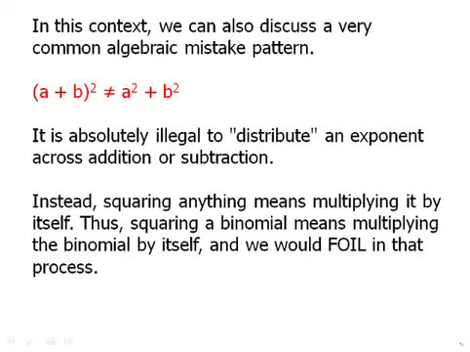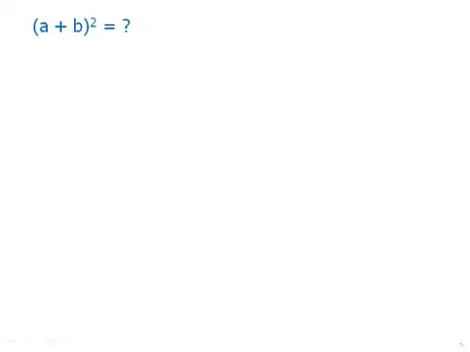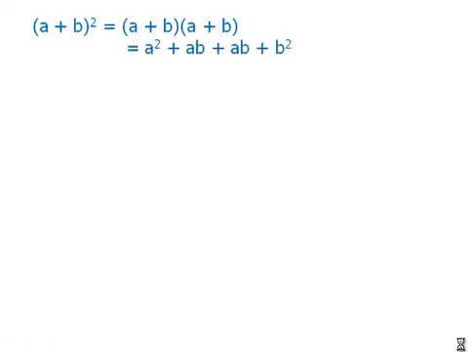Instead, squaring anything means multiplying it by itself. Thus, squaring a binomial means multiplying the binomial by itself, and we would FOIL in that process. So if we do this properly, a plus b squared, well, anything squared is that thing times itself. So it would be a plus b times a plus b. That's what it means to square something. Well, now we have a product of binomials, so now we would FOIL. We get those terms, we'd combine, and we'd get that.